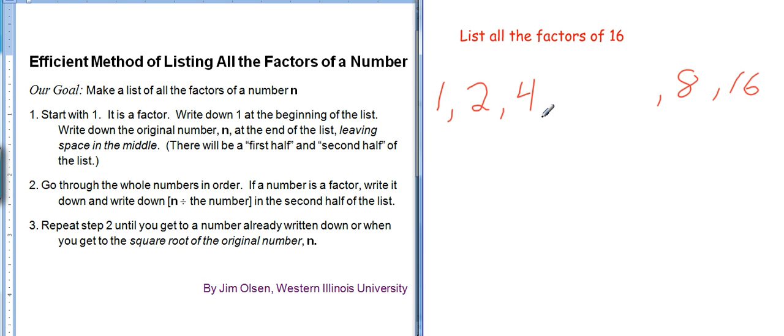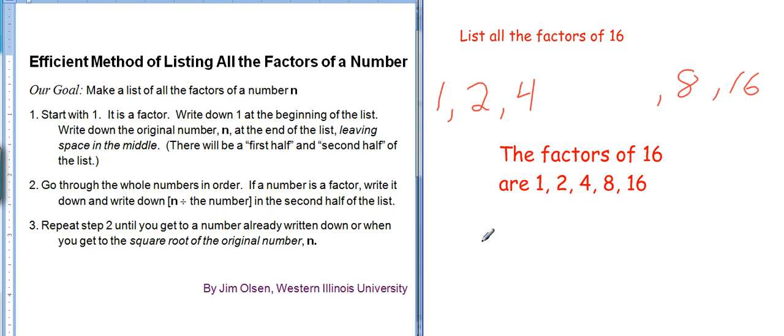It turns out that 4 times 4 is 16. I only need to write down the number 4 once. And in fact, this is the square root of 16 because 4 times 4 is 16. And according to step 3, I'm able to stop now because I've gotten to the square root of the original number. My conclusion here is that the factors of 16 are 1, 2, 4, 8, and 16.